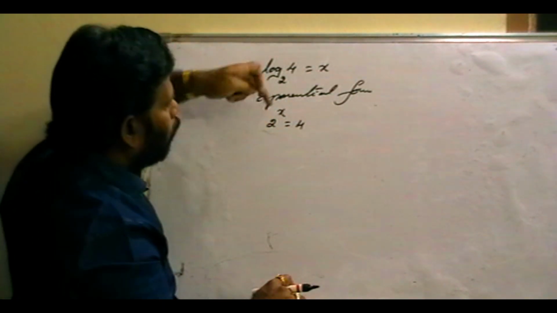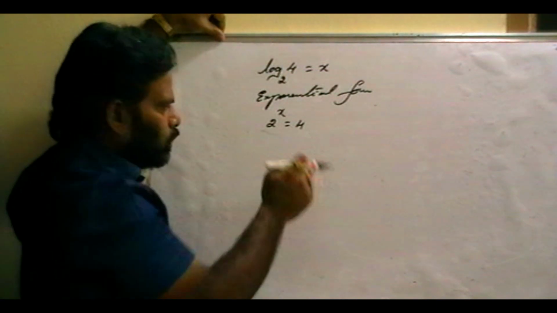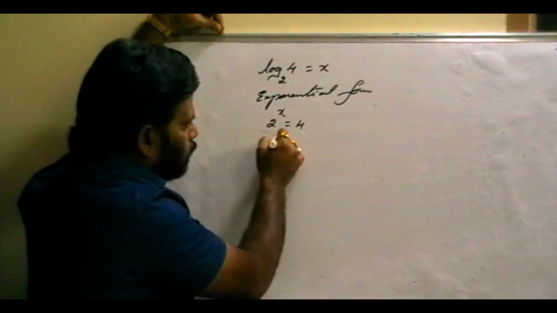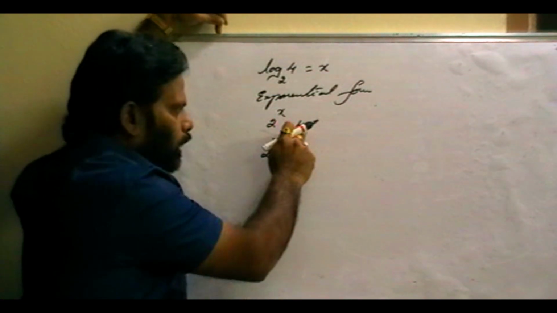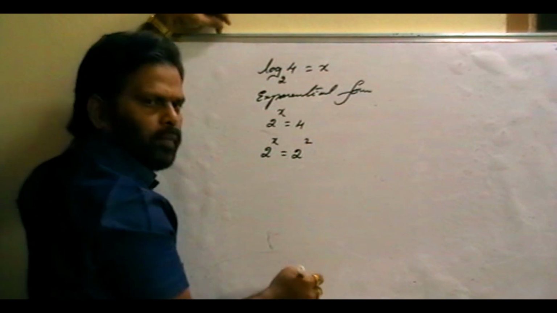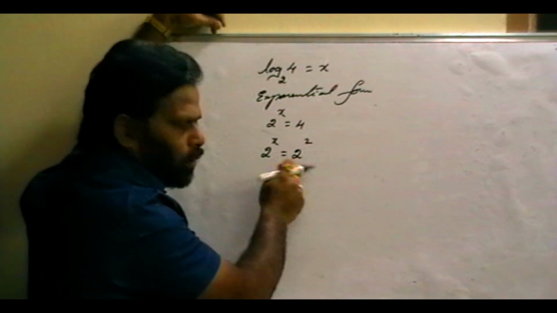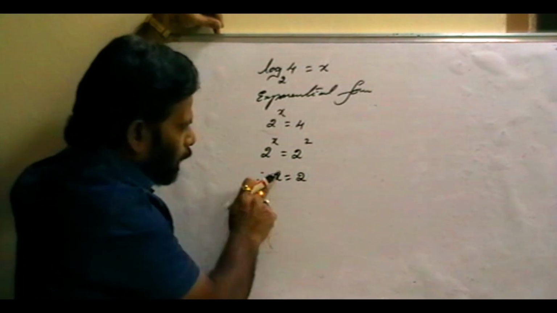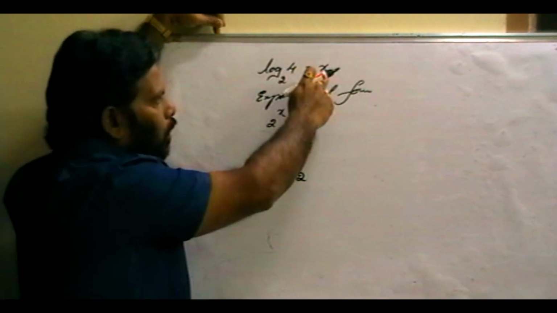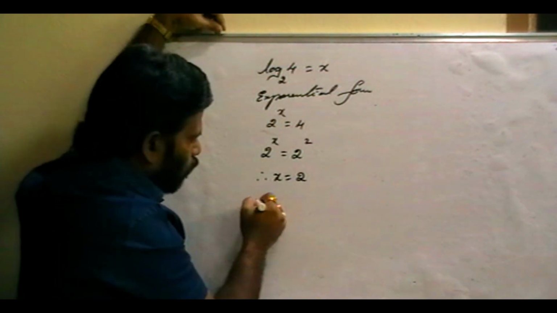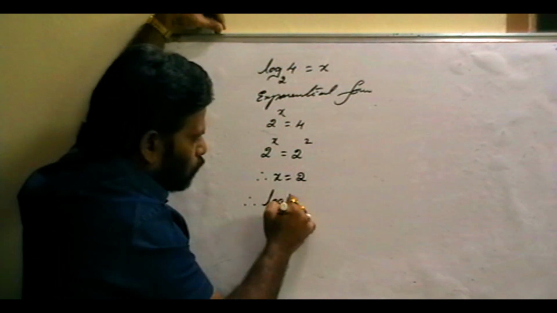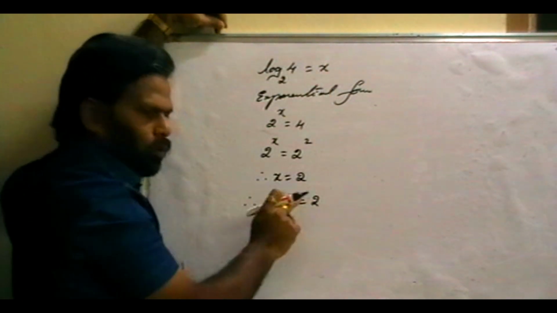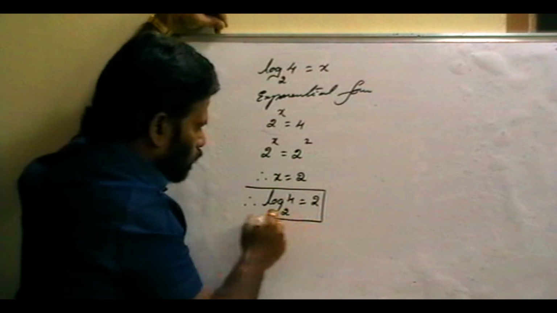Now simple, 2 power how much is equal to 4? We know that 2 square is equal to 4 only. So the x value is 2. Otherwise, 2 to the power of x is equal to 4. That 4 we can write as 2 square. Now on both sides the bases are equal, so the powers should be equated. Therefore x is equal to 2. x means logarithm of 4 base 2. Actually log 4 to the base 2 is equal to x, and that x value we got is 2. So log 4 to the base 2 is equal to 2.